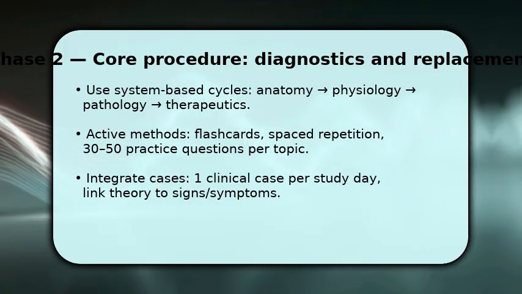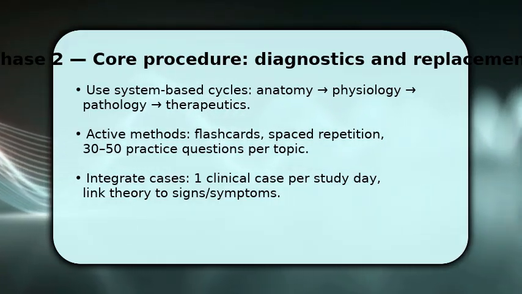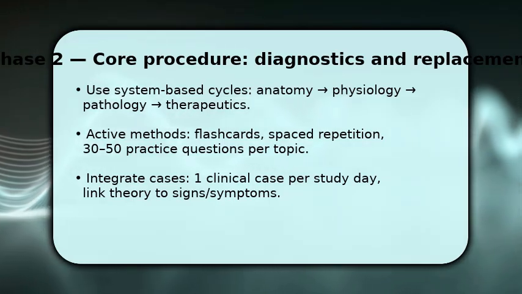You must use active methods: spaced repetition for facts, flashcards for drugs and doses, and 30 to 50 targeted practice questions per topic to build retrieval fluency.